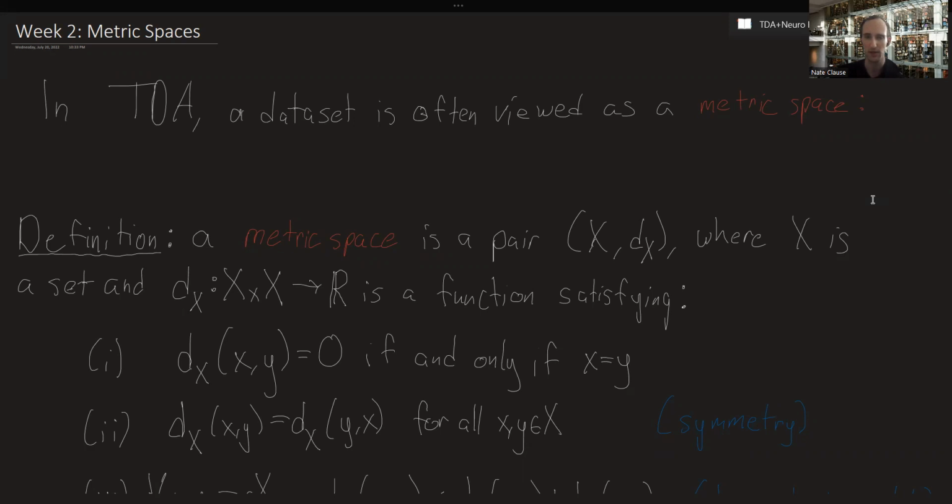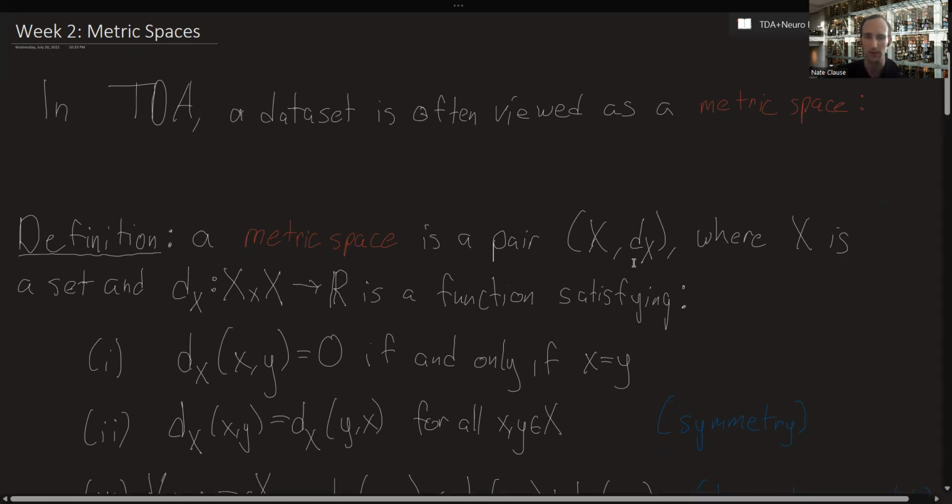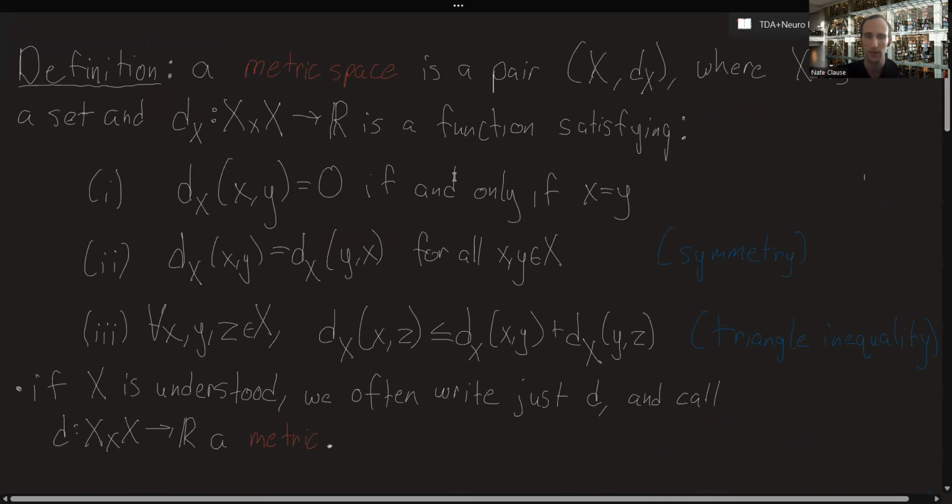A metric space is a pair (X, d_X), where X is a set of points, and d_X is a function from X cross X to the reals, satisfying the following three properties. So first, we must have that d_X(x, y) equals 0 if and only if x equals y. So this is saying that the distance between 2 points is equal to 0 if and only if those 2 points were really the same point.